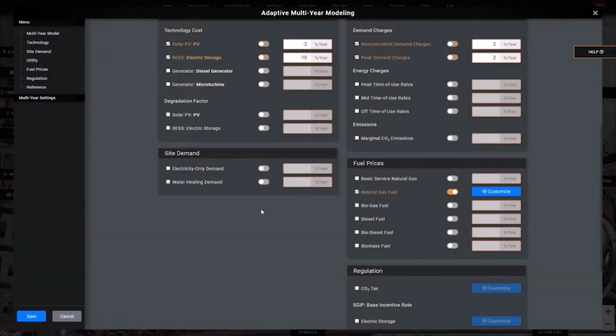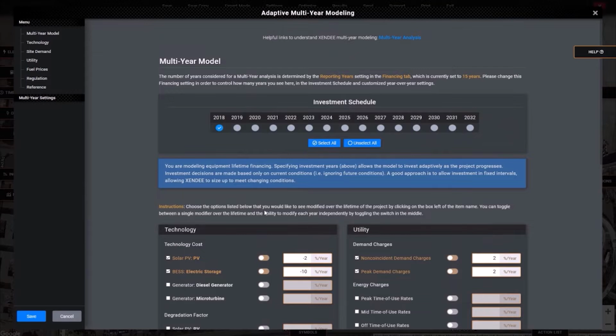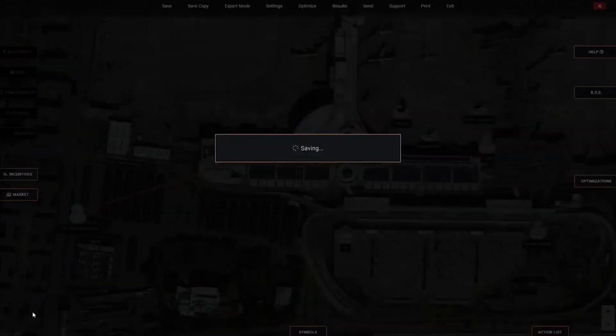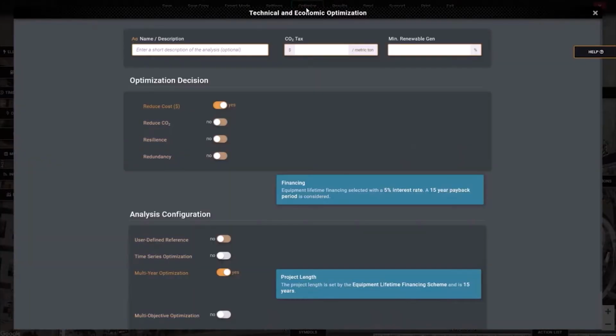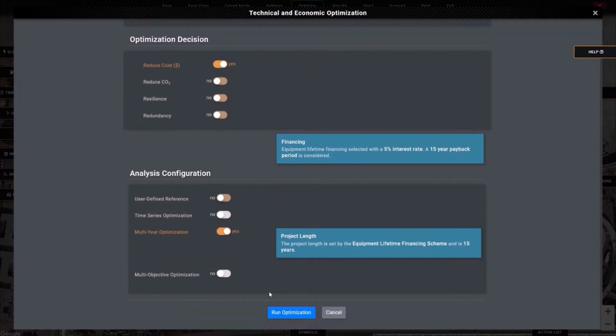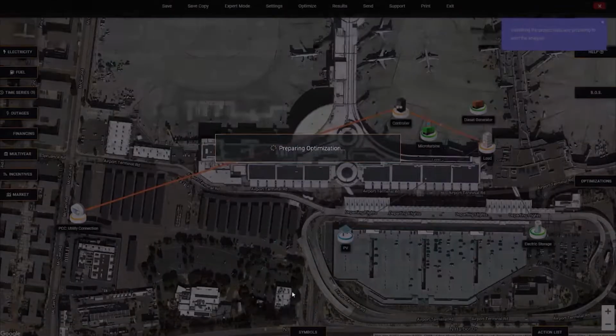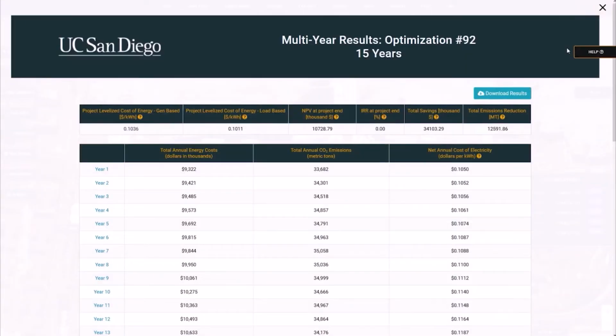The final setting we need to make on this page is to define how long the multi-year changes should take effect. Once again, to match our financing settings, this will be set to 15 years so Xendee can consider delaying an investment or upgrading technologies as they become cheaper, or as fuel prices merit a change. To run the optimization, first click the Optimization tab, and then make sure Multi-Year Optimization is turned on and press Run.